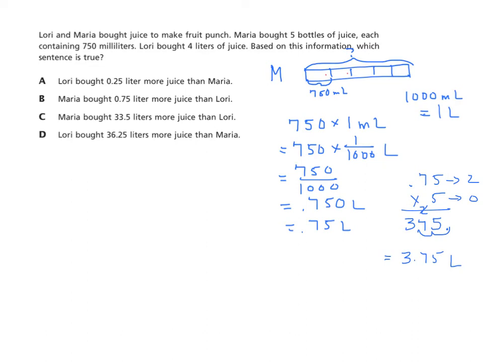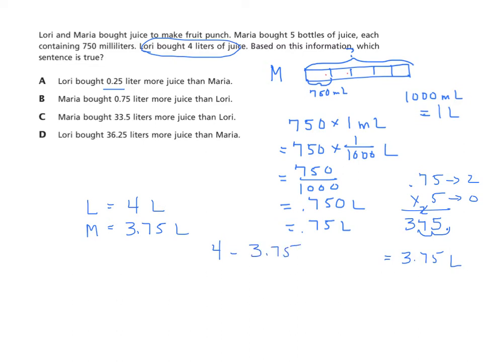Now let's look at Lori. Well, she bought 4 liters of juice. That's pretty straightforward. So I have Lori equals 4 liters, and I have Maria equals 3 and 75 hundredths of a liter. Going through the choices, Lori bought 25 hundredths liters more than Maria. Well, how do I find out my comparison here? Well, I can take my Lori, and I want to subtract my Maria.